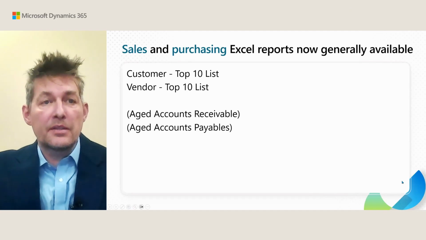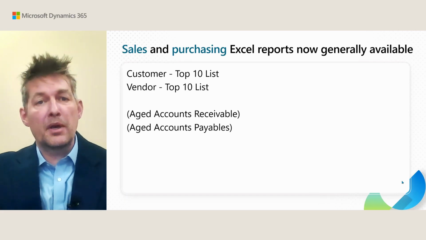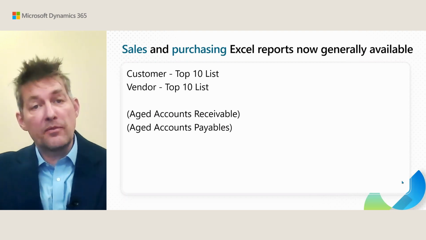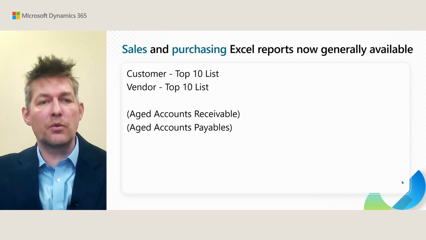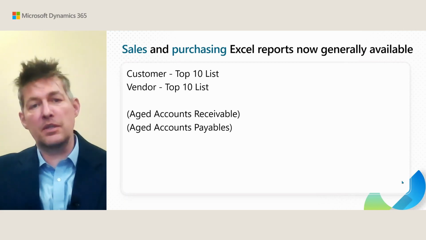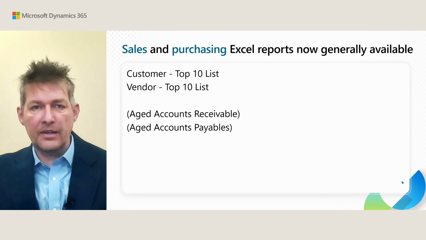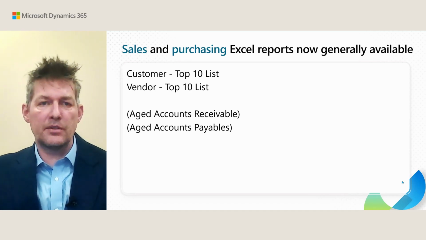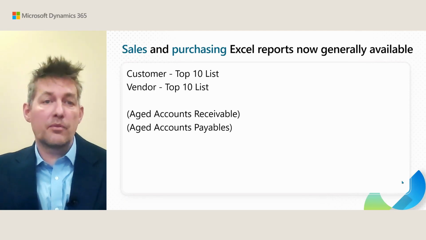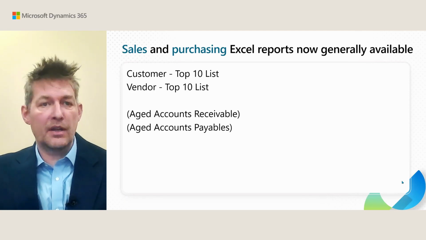And this is just one of the finance reports that is now generally available in version 2025, release wave 1. Within the areas of sales and purchasing, we also made generally available 2 new Excel reports, or maybe 4 if you also account for, or if you think of, the aged accounts receivables or payables reports as being in this area. They are of course finance, but they are heavily related to sales and purchasing. So there are 2 new reports here: customer top 10 and vendor top 10.